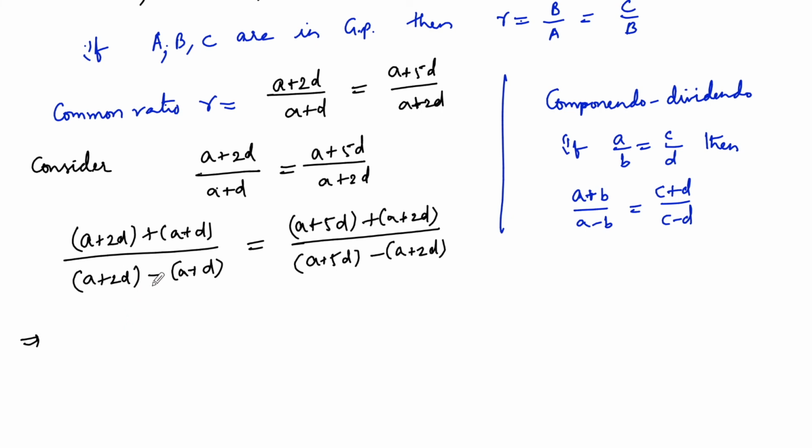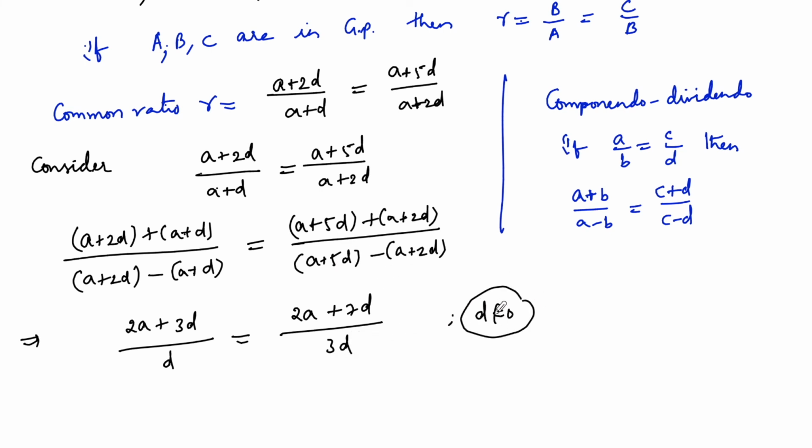And simplifying, you will get a plus a, that is 2a, plus 2d plus d, that is 3d, upon, and here a minus a gets cancelled, 2d minus d, which is d, is equal to, here you will get 2a plus 5d plus 2d, 7d, upon, here a gets cancelled, 5d minus 2d is 3d. So let's consider d not equal to 0, so that we can cancel this d on both the sides, and cross multiplying 3 times 2a plus 3d is equal to 2a plus 7d, which implies 6a plus 9d is equal to 2a plus 7d.